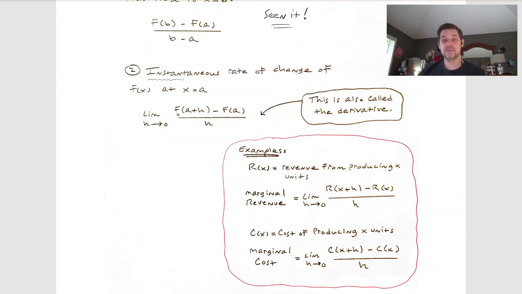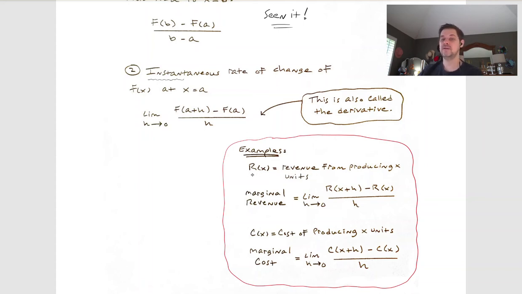So they're similar. Because this one involves a limit, that might make it a little bit harder to calculate sometimes. If you've taken some calculus before, you might also know that this is called the derivative. Okay. Now, there are some examples that economists use all the time. All right. One of them is this.